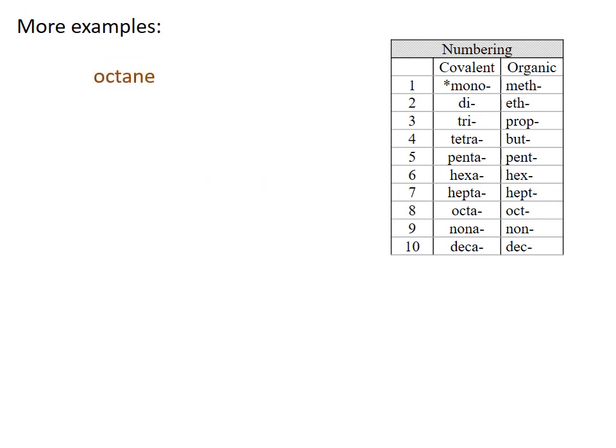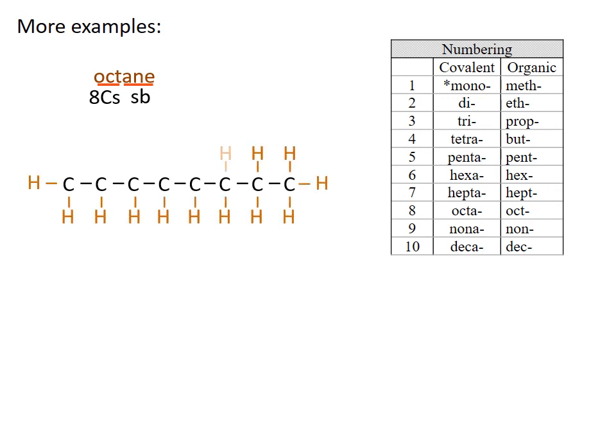Octane, my final example. Oct means 8, so I need 8 carbons. So I draw them out. 1, 2, 3, 4, 5, 6, 7, 8. Ane means single bond. So that means I have finished this molecule with the exception of filling in the hydrogens to make sure every carbon is making 4 bonds. So here we go. Ba-ding, dang, done.